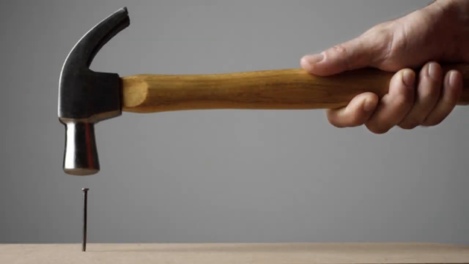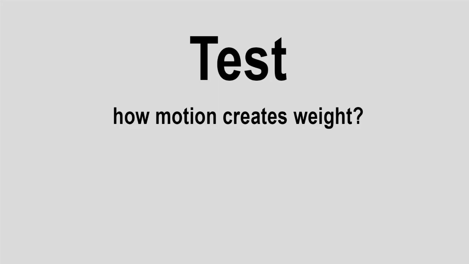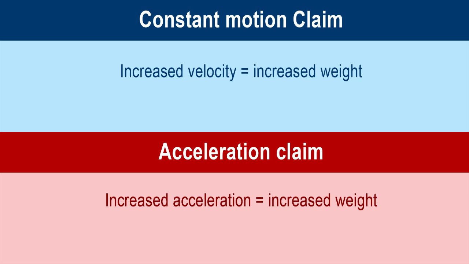Now for the final nail in the coffin, I'll highlight an example of adding vertical motion. For this test, we are going to look at your weight. We have two claimed causes for your weight. We have constant motion, and we have acceleration. With the constant motion claim, your weight must be proportional to the velocity. This means that if you increase the velocity of the upwards motion, your weight must also increase. With the acceleration claim, your weight must be proportional to the rate of acceleration. This means that an increase in the rate of acceleration will increase your weight.